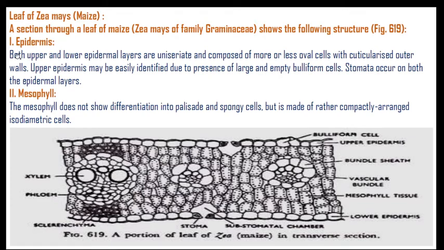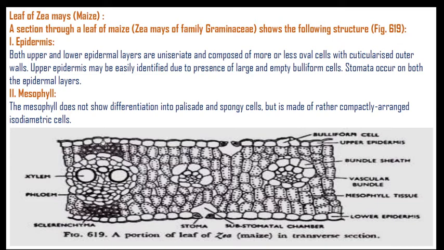In case of a Zea mays, epidermis is present on both upper and lower side, which are uniseriate, means single layered, and composed of more or less oval cells with cuticularized outer wall. So each and every epidermal layer is protected by or covered by the cuticle, but in some plants it is a thin layered cuticle, or in some plants it is thick layered. So in case of Nerium it is thick layered, in case of maize it is thin layered.